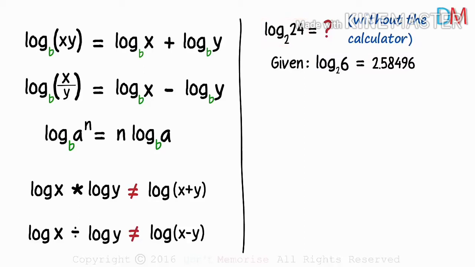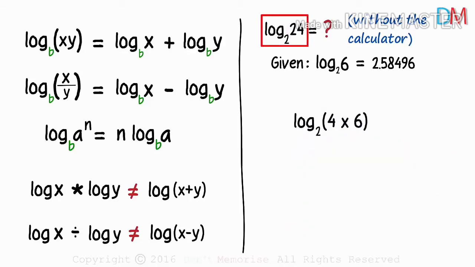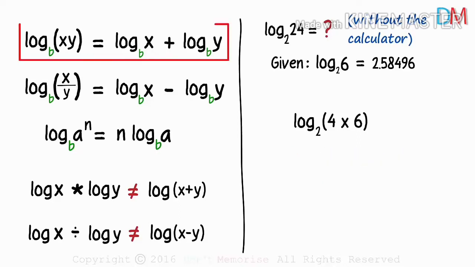How do we approach this problem? We are given the value of log 6 to the base 2 and we need to find the value of log 24 to the base 2. Give it a try. The trick lies in writing 24 as a product of two numbers. This can be written as log of 4 times 6 to the base 2. The argument 24 is written as 4 times 6. Now, why did we write it as 4 times 6 and not 2 times 12? You'll know soon. Let's try applying the first rule here.